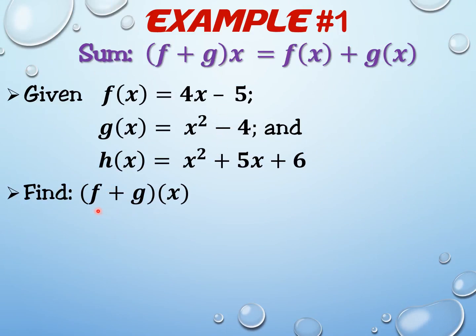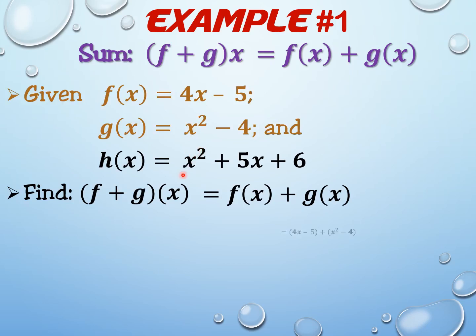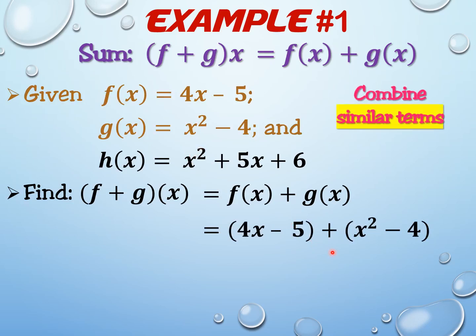For number 1, you are asked to find f plus g of x. So we know that that is simply equal to f of x plus g of x. So all we have to do is to substitute the value of f of x, which is 4x minus 5, and g of x, which is x squared minus 4. Now, since this is addition, we only combine similar terms.